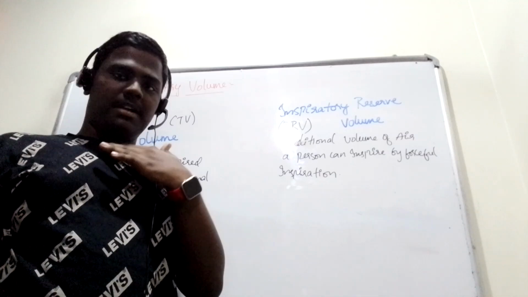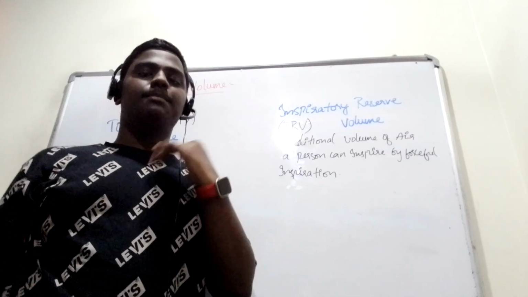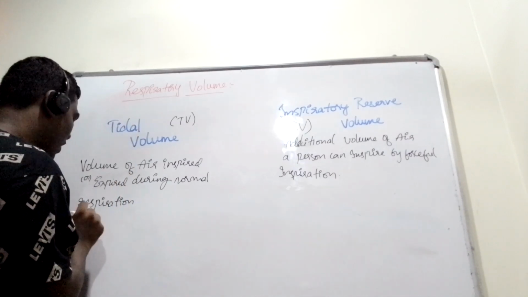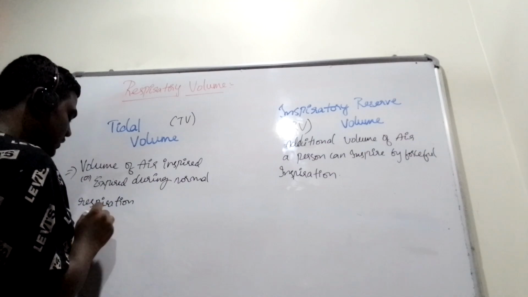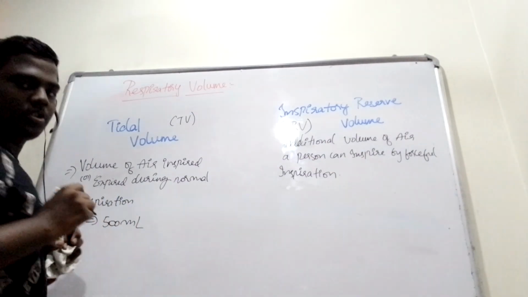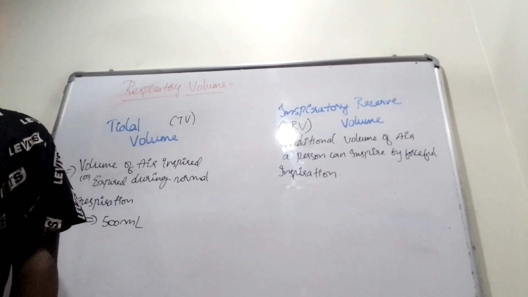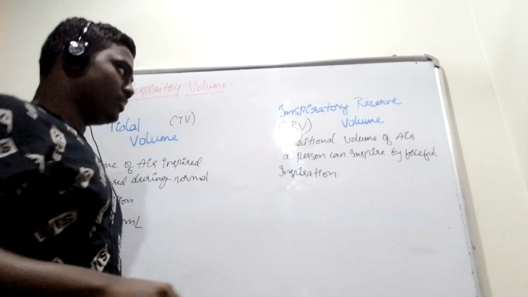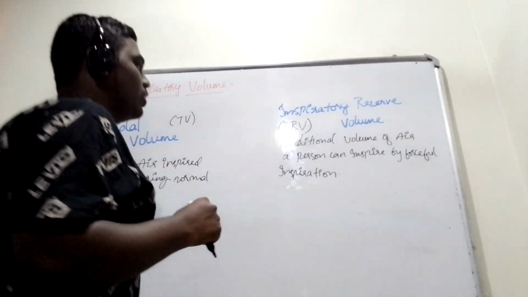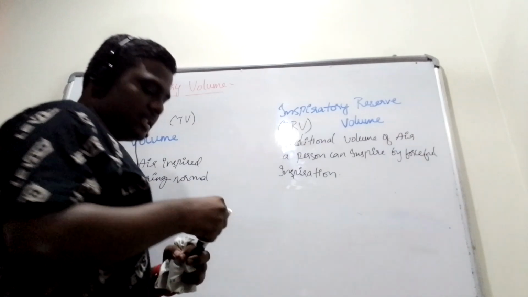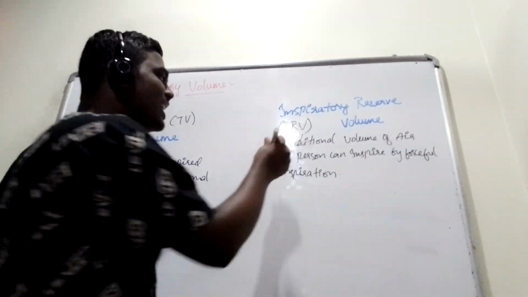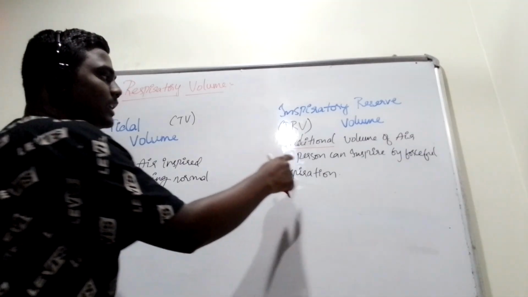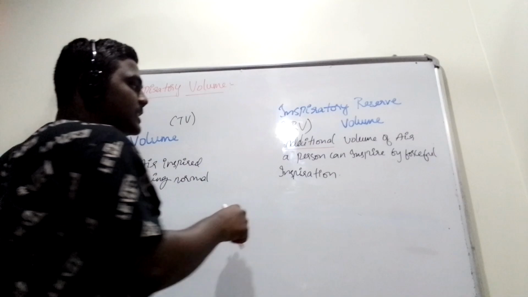Now normally we are expiring or inspiring, correct? The volume that is present normally is called the tidal volume, and on average it is 500 ml. Okay, 500 ml is the average, that is the healthy tidal volume that is present. Coming to the inspiratory reserve volume, additional volume. Here the keyword is additional. Additional volume of air a person can inspire by forceful inspiration.